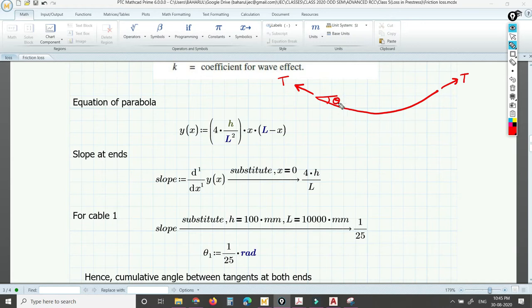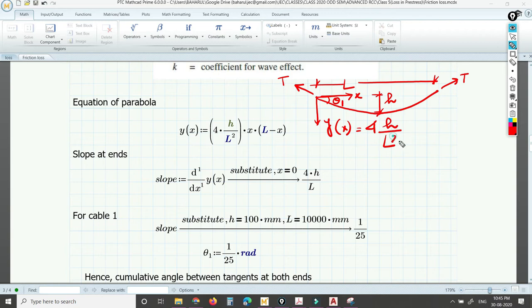Suppose this is cable 1, and suppose this is theta 1. For this cable, let us assume that the length is given by capital L, the maximum dip of the cable is given by h, and this is x and this is y. Then the equation for y as a function of x can be written as yx is equal to 4h by L square into x whole into L minus x. Probably you have already got this equation in structural analysis.